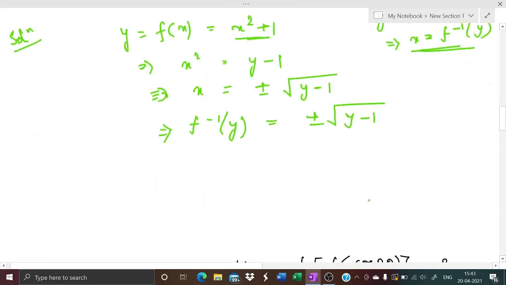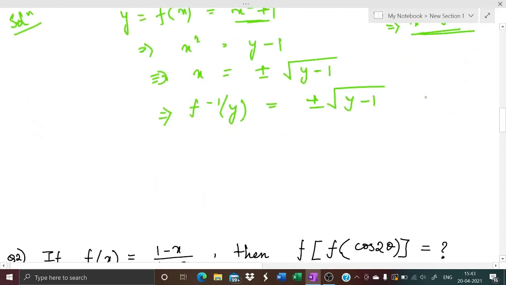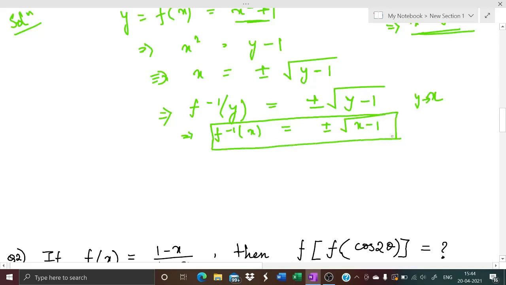Now if I replace y with x, then I can write this as f inverse of x equals plus minus under root x minus 1. So I have got my function f inverse of x. Now I will just put in the values and see. The first value was for f inverse 17.